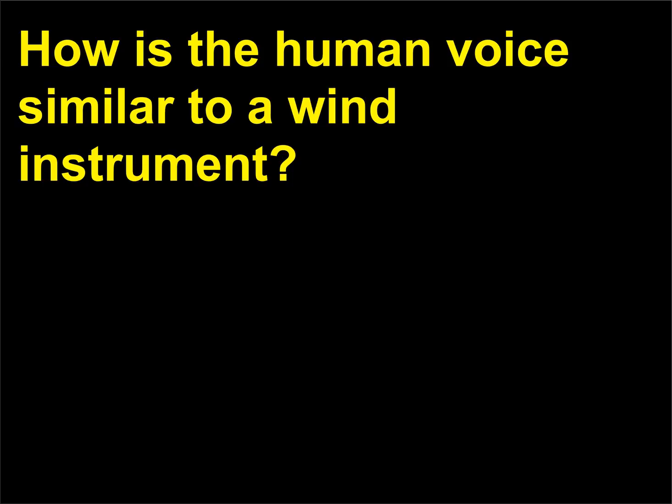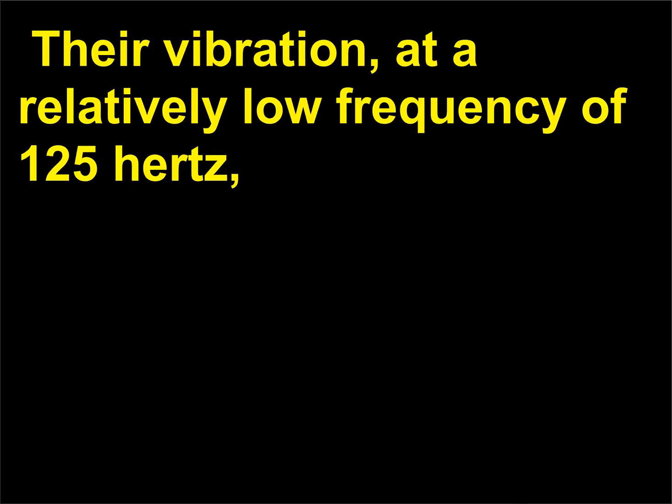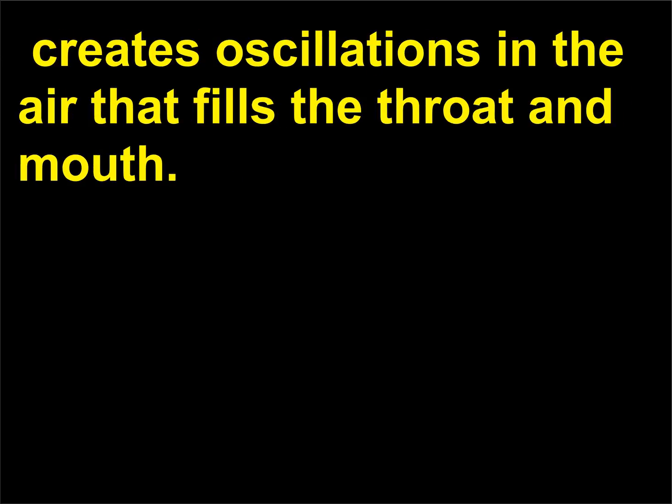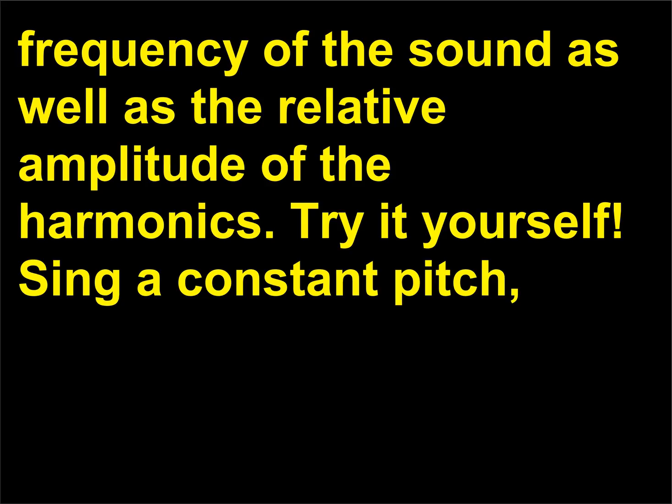How is the human voice similar to a wind instrument? The vibrating source of the human voice are the vocal cords in the throat. Their vibration, at a relatively low frequency of 125 Hz, creates oscillations in the air that fills the throat and mouth. By varying the size and shape of your mouth and position of the tongue, you can change the frequency of the sound as well as the relative amplitude of the harmonics.